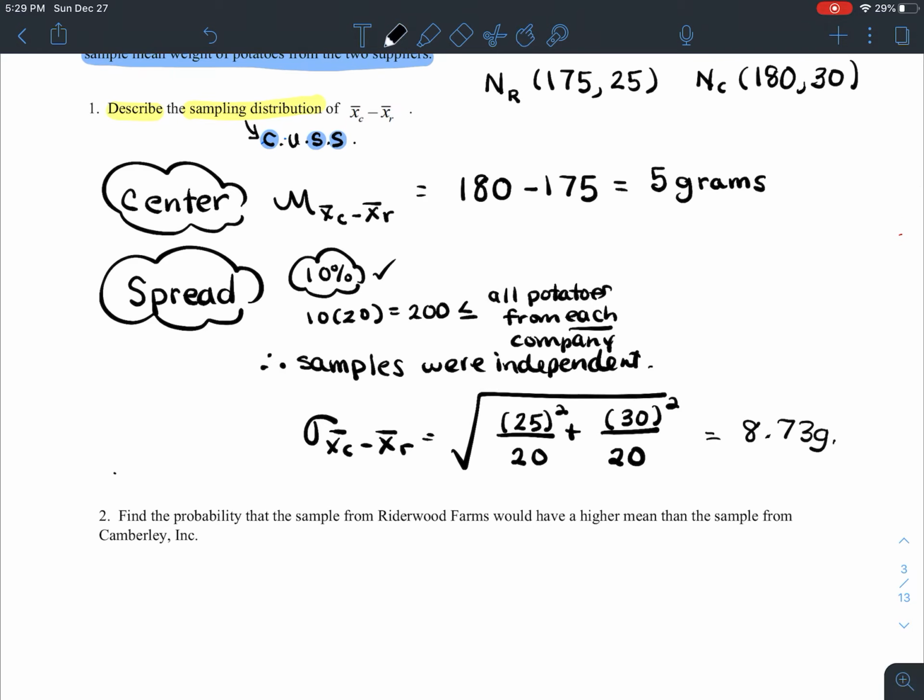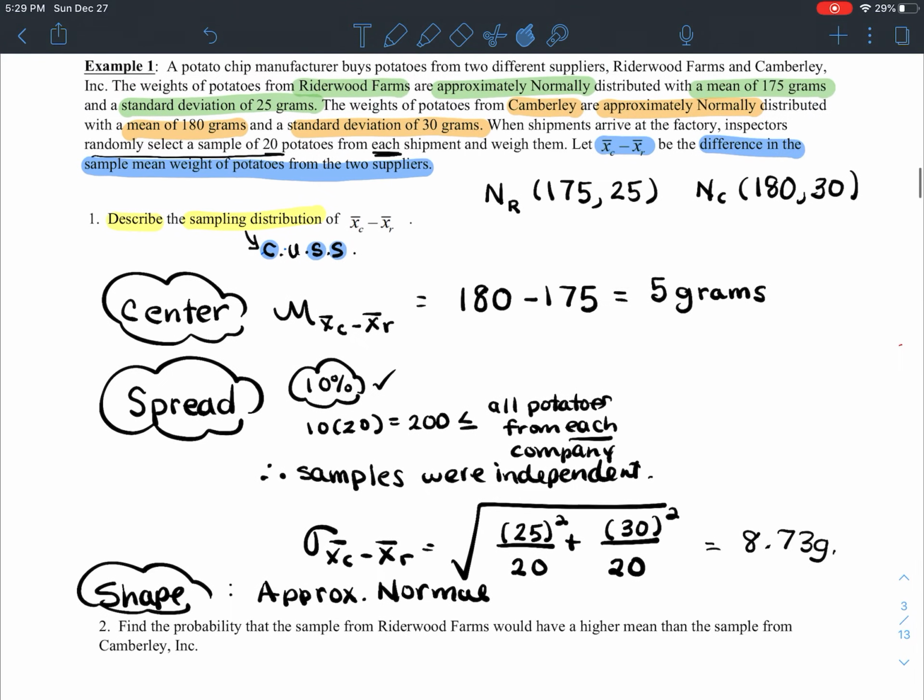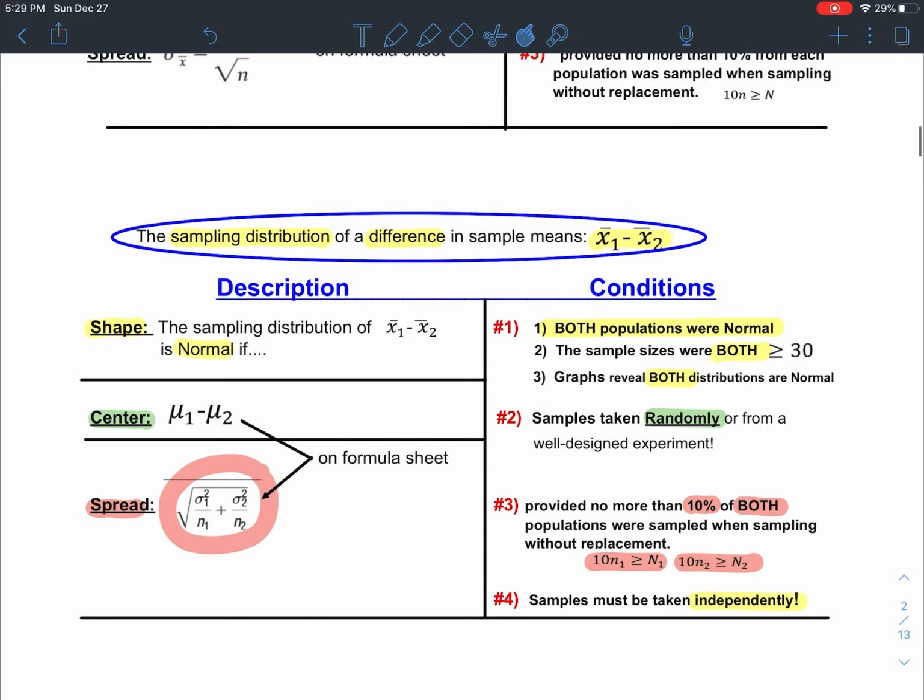Okay, so now the last piece here is going to be describing the shape. There is a condition for me to be able to say that this is approximately normal. We can see on the front what we would want in order to say this is approximately normal. Here are our three options.